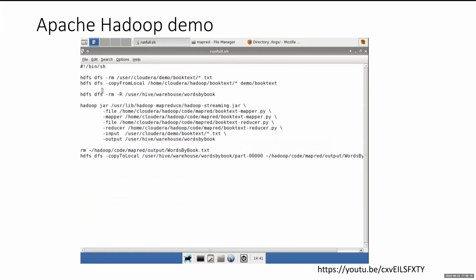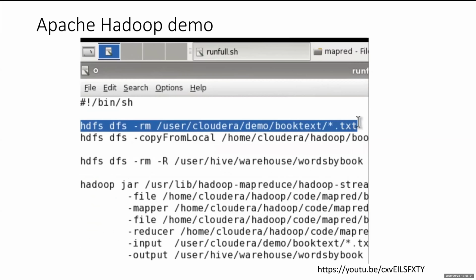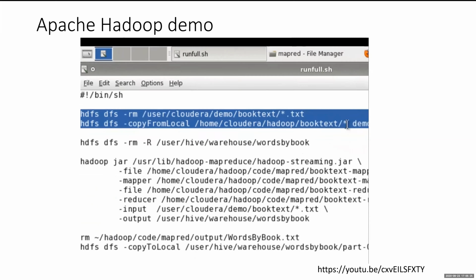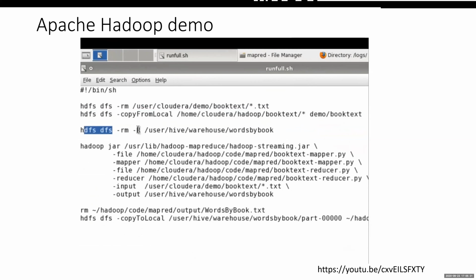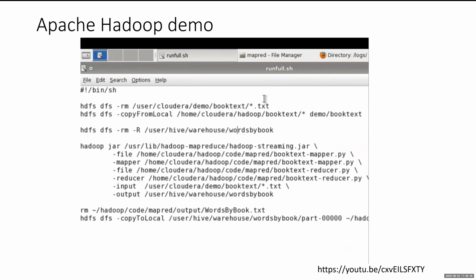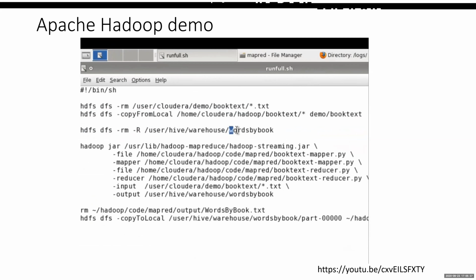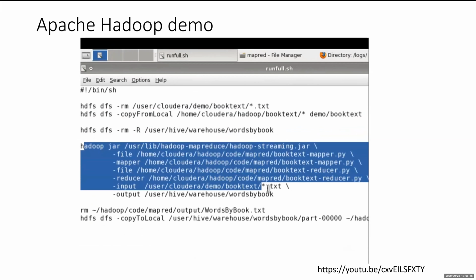So here is a list of commands that will do the entire process. We'll just take them one by one. So here we're going to use DFS to put the data into HDFS. That's actually what this second command does, and we did that in the previous lesson. And the next command is going to remove our output file. So we're going to summarize all of these text files, and we're going to dump that into a folder called Words by Book. So this command just cleans out that folder so that there's nothing in it when we start.